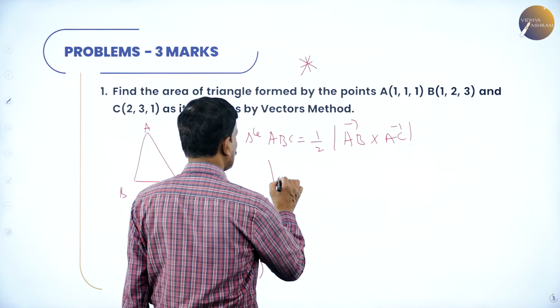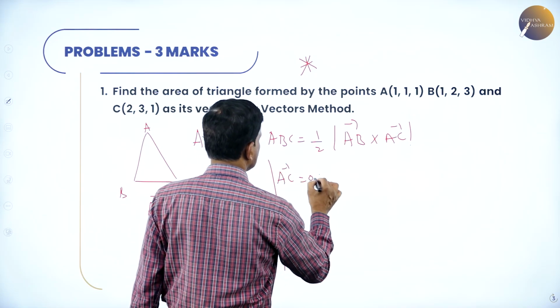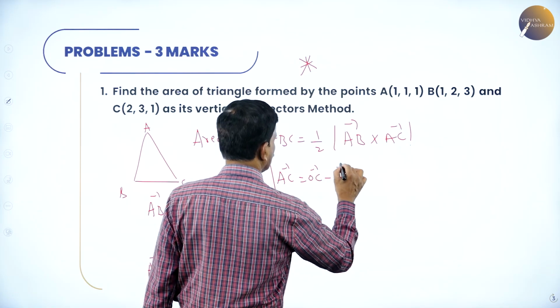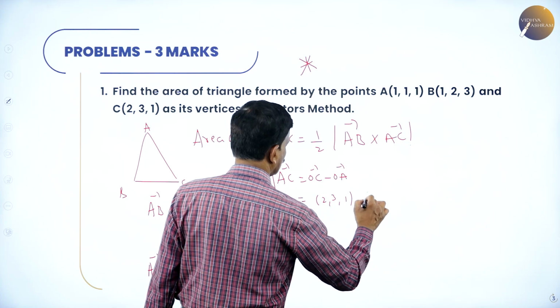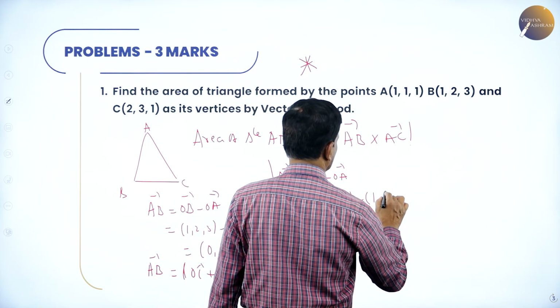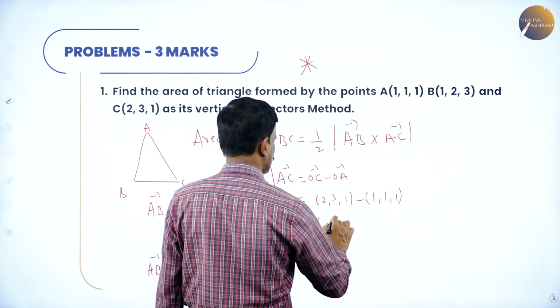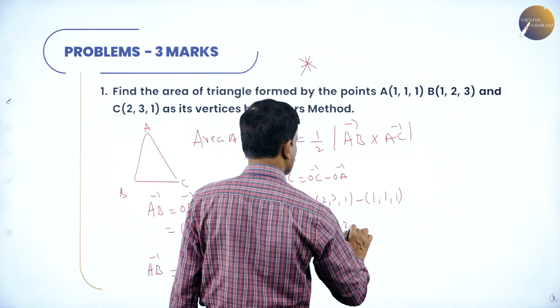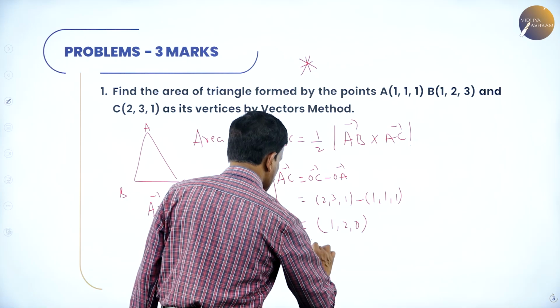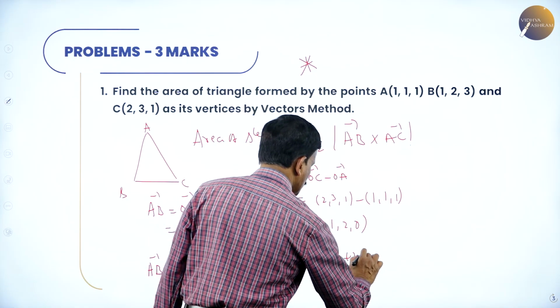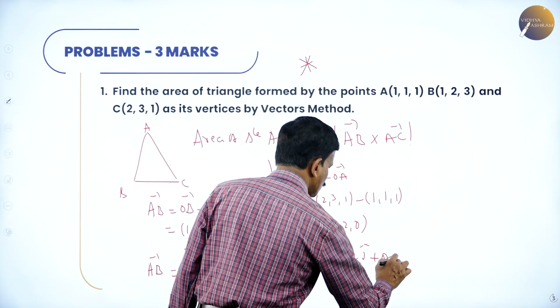Similarly, vector AC is equal to OC minus OA. OC is equal to, what are the coordinates? (2, 3, 1) minus (1, 1, 1). So 2 minus 1 is 1, 3 minus 1 is 2, 1 minus 1 is 0. Therefore, the vector AC is equal to i plus 2j plus 0k.